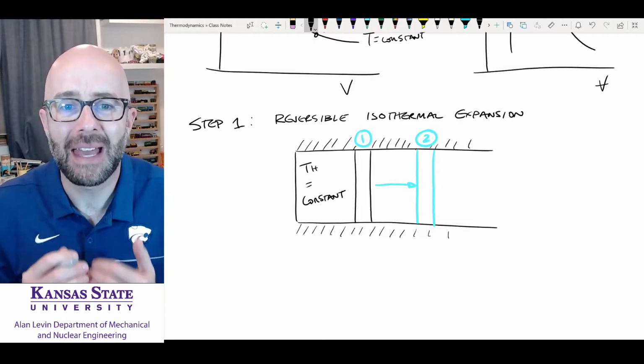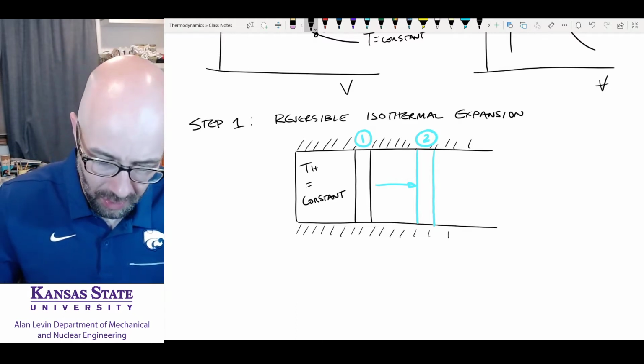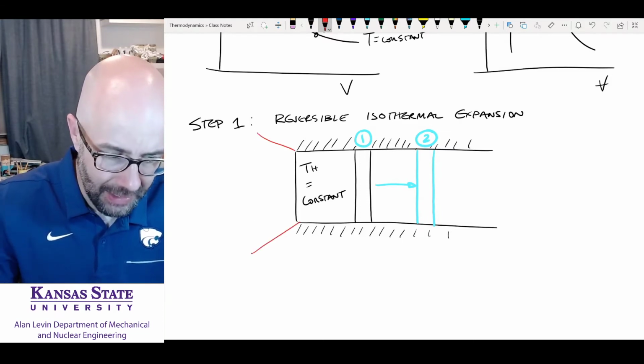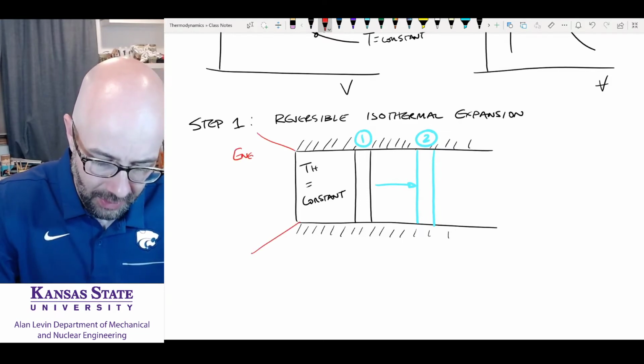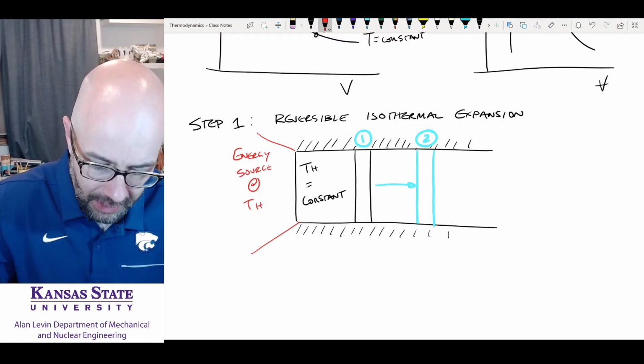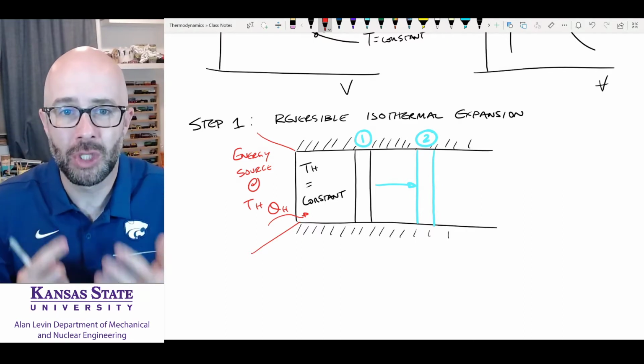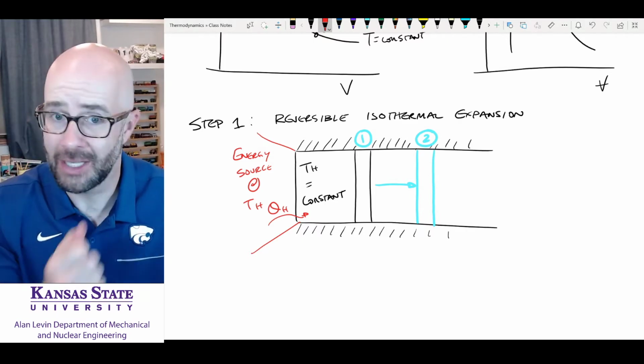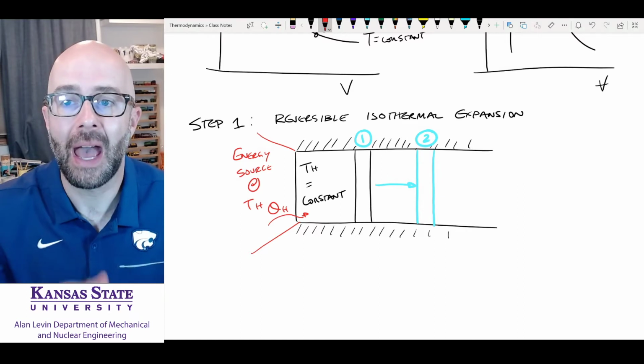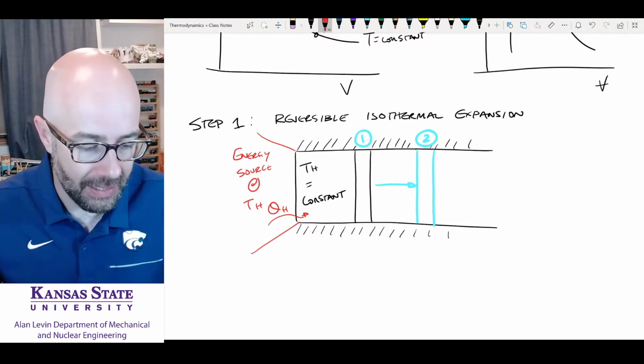And so in order to keep that temperature up, what we're going to have to do is connect this to an energy source. So here's an energy source at TH. And that's going to put into here some QH to keep the temperature at TH. So every time the temperature wants to drop, the heat says, hey, no, we're going to keep you at a constant temperature, TH.